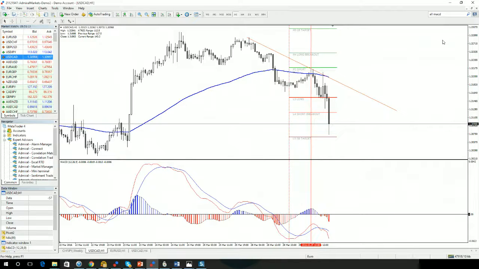Now, I'm not talking against stochastic, because stochastic can be very, very useful in some strategies. It can be extremely useful. But if you want to trade price action, this is more than enough. Don't forget, price action trading is not naked trading. Some people mistake price action trading for naked trading.